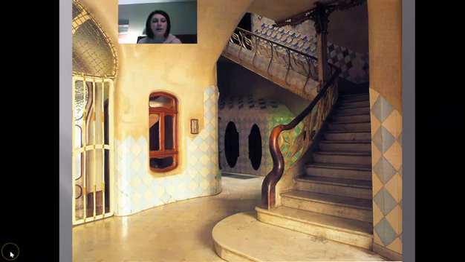All right, so we are done with Art Nouveau, and we will finish with 19th century architecture next.